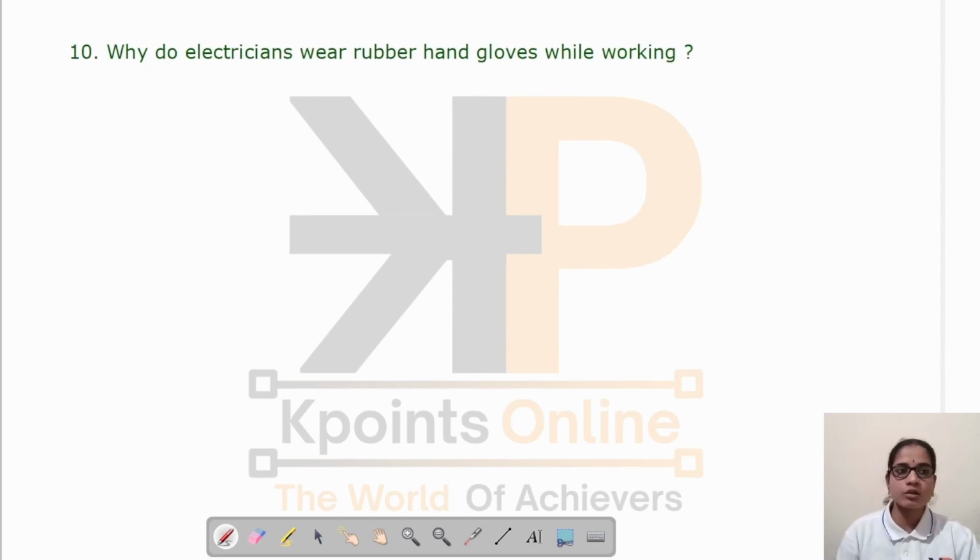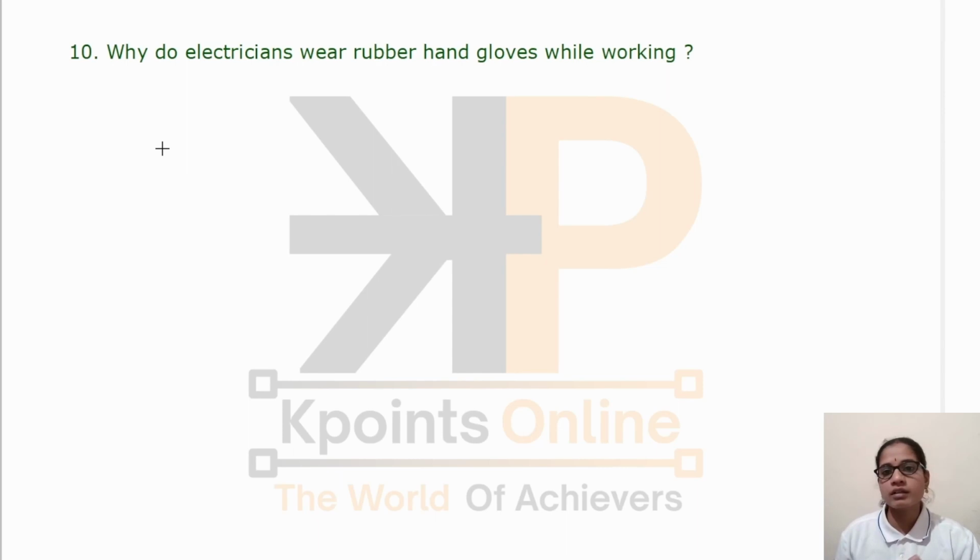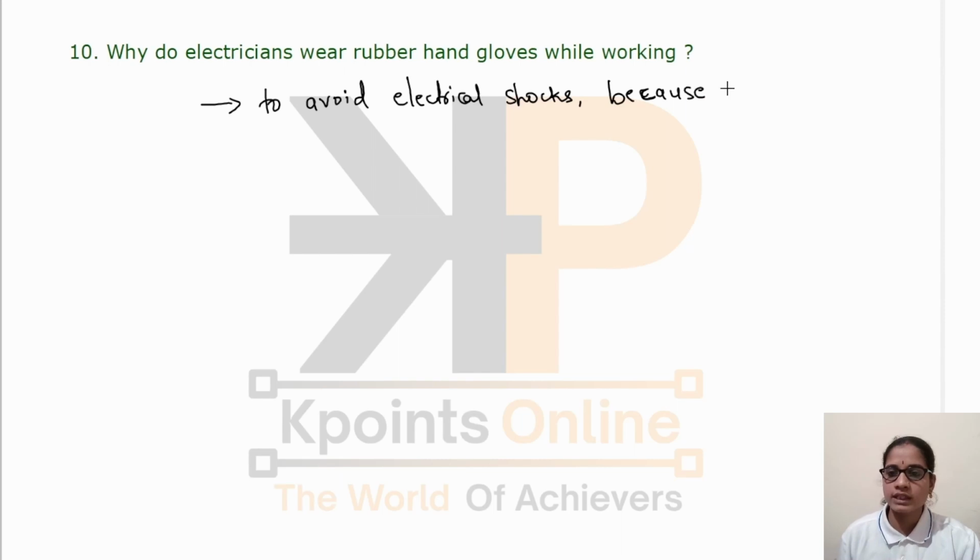Next, the question is, why do electricians wear rubber hand gloves while working? It is mainly due to the reason that rubber is an electrical insulator. So, in order to avoid electrical shocks, the electricians will wear rubber hand gloves, because rubber is an electrical insulator.